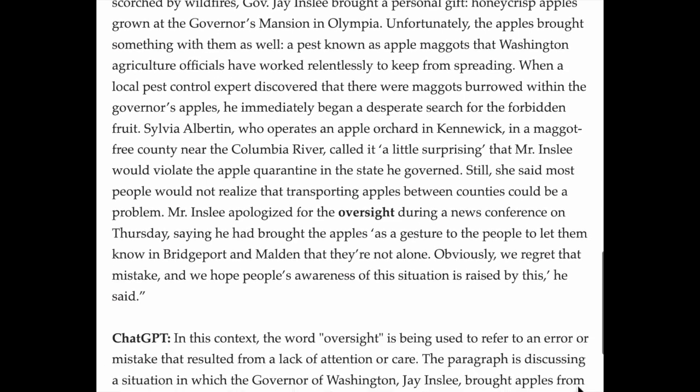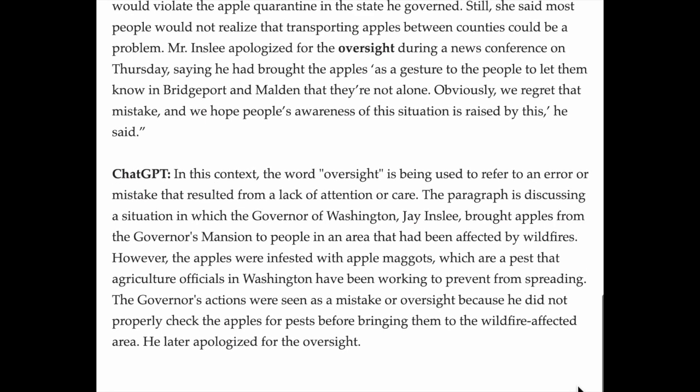Well, what about ChatGPT? It gets it right. In this context, the word oversight is being used to refer to an error or mistake that resulted from a lack of care or attention. And then it explains it, partly with paraphrasing, but it reads well and smoothly, and the content matches what appeared in the original. And so this is a very, very good summary in English of what that word means in that particular context.